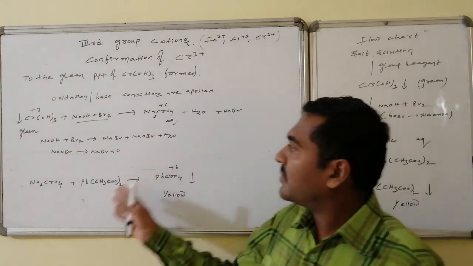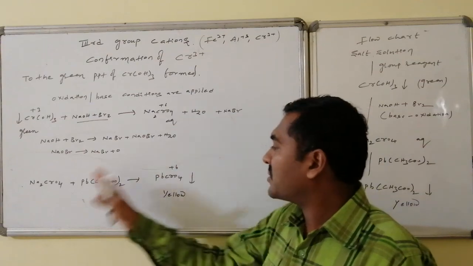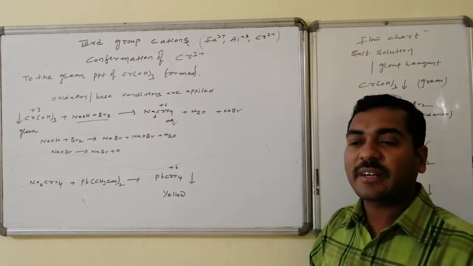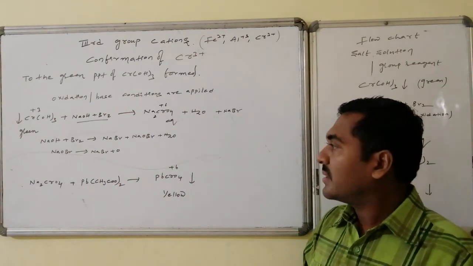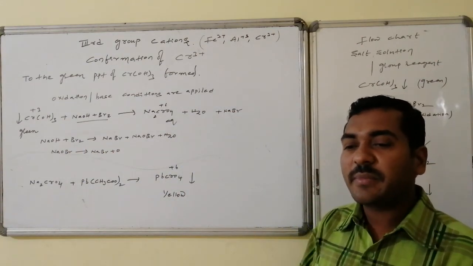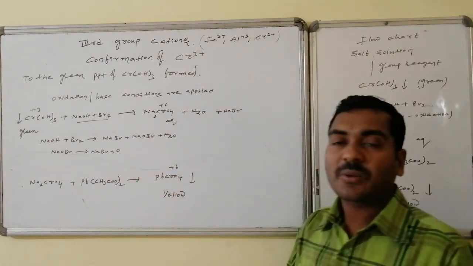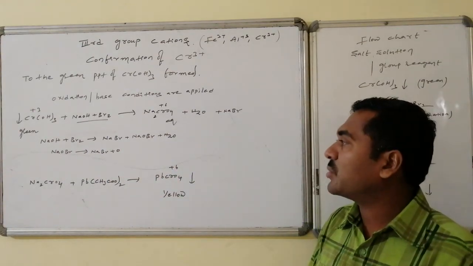Thus, formation of the green color precipitate, then the aqueous solution, and then once again a yellow color precipitate confirms the presence of chromium. Here, sodium hydroxide is followed by bromine. Sodium hydroxide is the base, and bromine is the oxidizing agent. Under cold conditions it forms sodium bromide and sodium hypobromite.